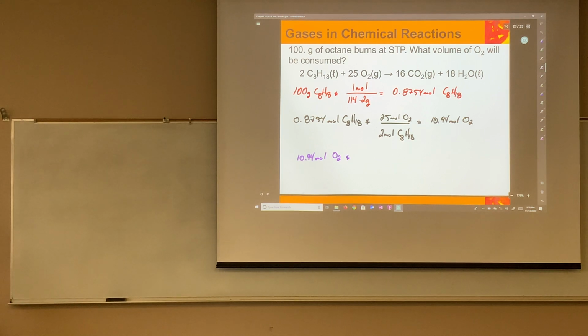So to convert moles of an ideal gas at STP to liters, I use my 22.4, and I got 245 liters.